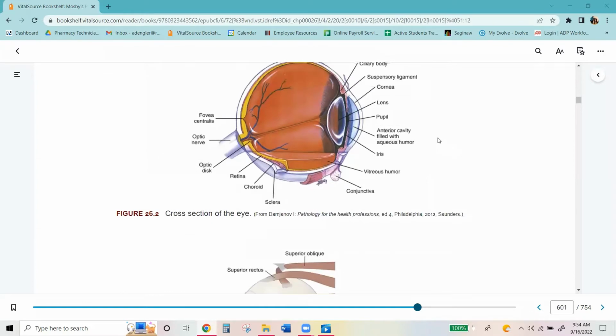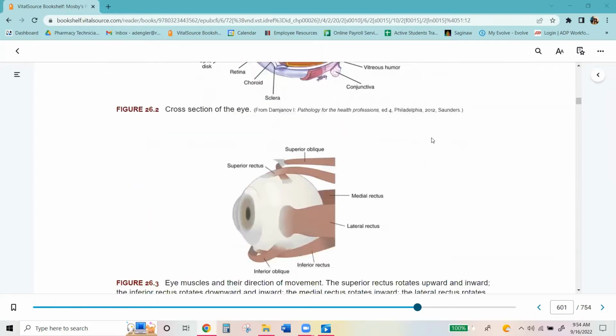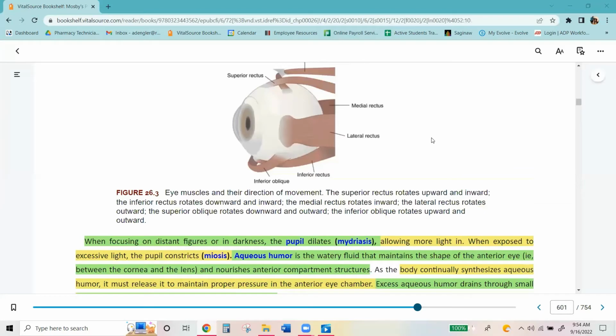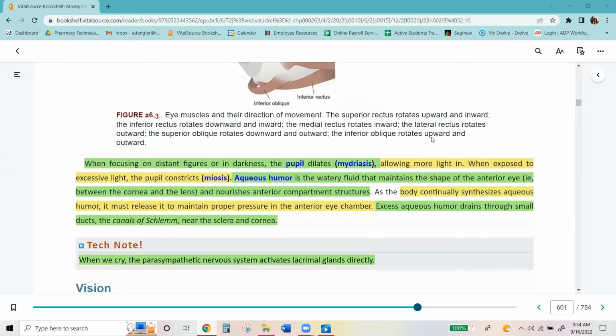Figure 26.2 is just a cross-section view of the eye. 26.3 is eye muscles and their direction of movement. When focusing on distant figures or in darkness, the pupil dilates, allowing more light in. When exposed to excessive light, the pupil constricts, which is miosis, and the dilation is mydriasis.